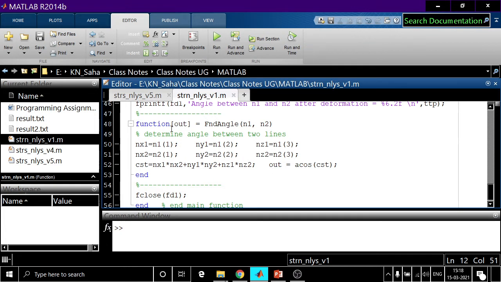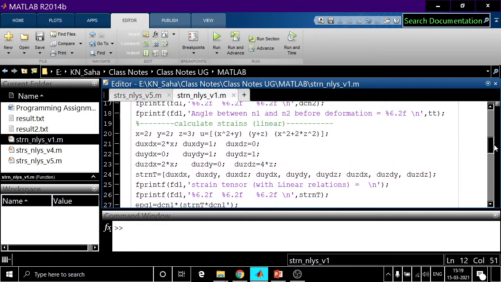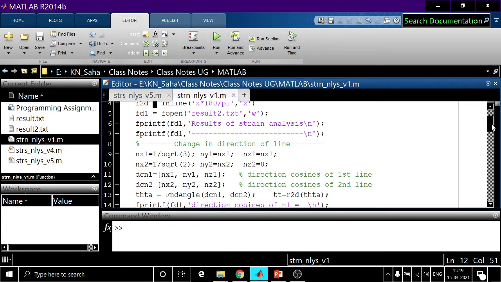So this function will return the angle, and obviously this angle will be in radians, that you understand, the default output value of any MATLAB function.